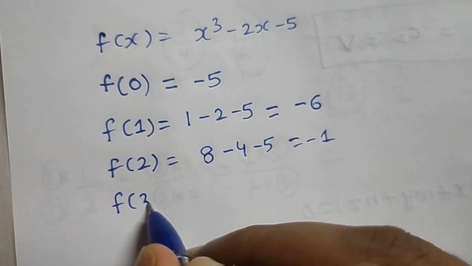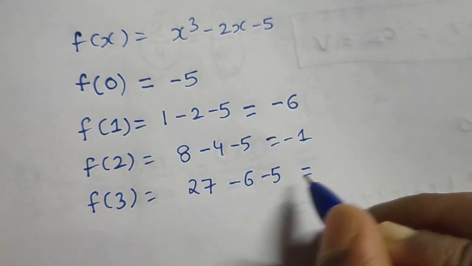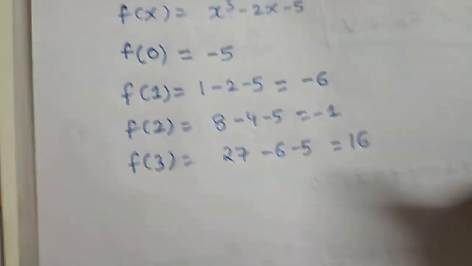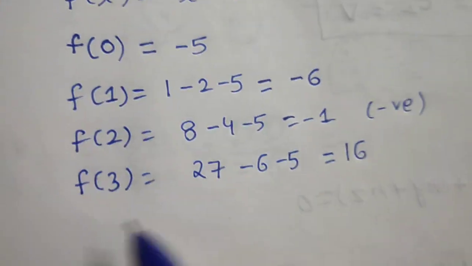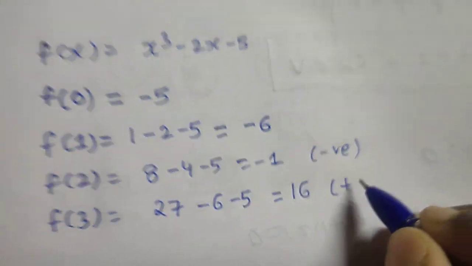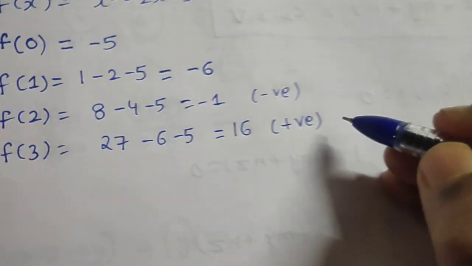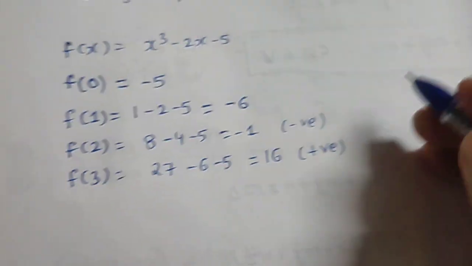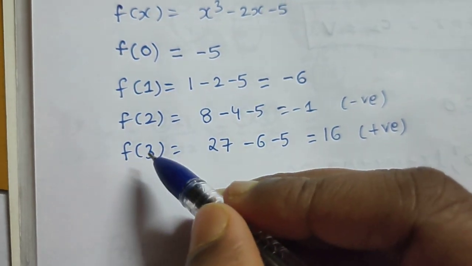Check the value at 3, 27 minus 6 minus 5, 27 minus 11, 16. Now you saw at 2 the value of the function is negative, at 3 the value of the function is positive. So this shows that definitely one of the roots of this equation is lying between, we don't have to find all the roots, we have to find one root. So one of the roots definitely lies between 2 and 3. Fine. So you got your interval.